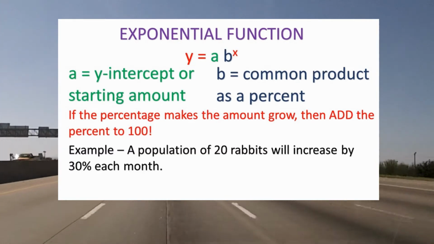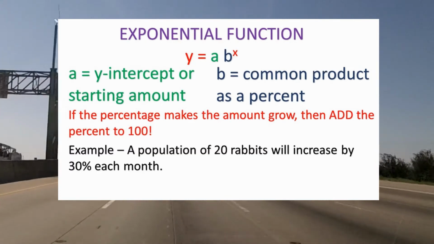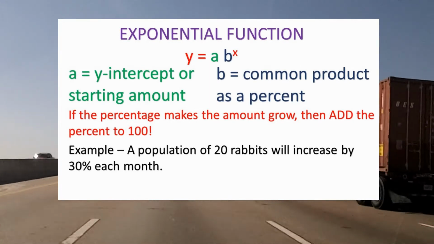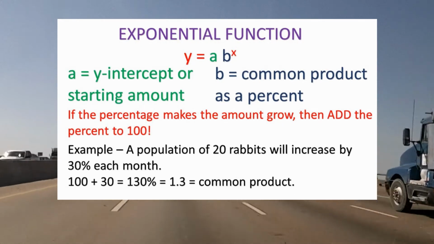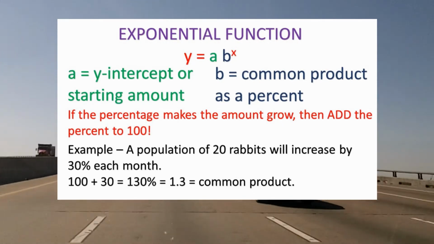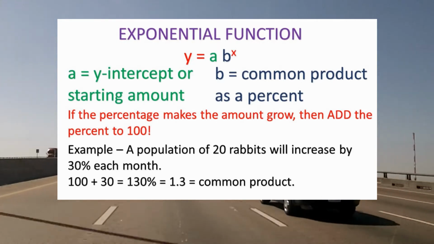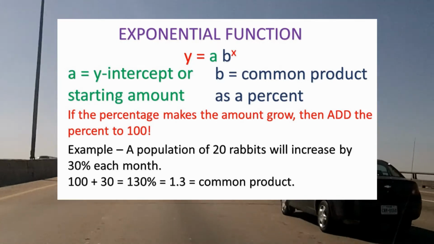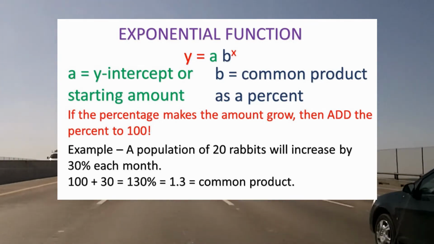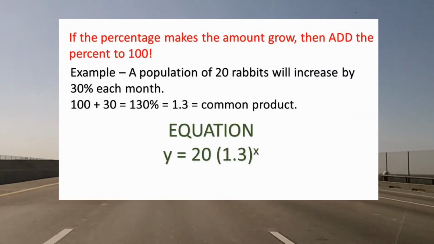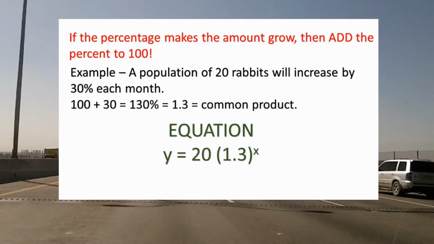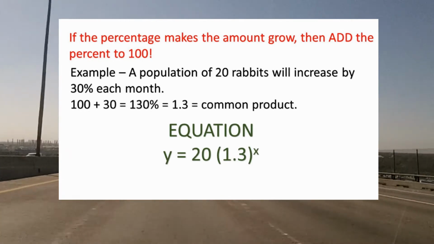For example, a population of 20 rabbits will increase by 30% each month. In this problem, the population will grow, so we'll add the 30% to 100. 100 plus 30 is 130%, then we'll convert the 130% to a decimal, which will be 1.3. 1.3 will be our common product. Since the population starts off with 20 rabbits, that will be our quantity of A. So our equation will be y equals 20 times 1.3 to the x power.